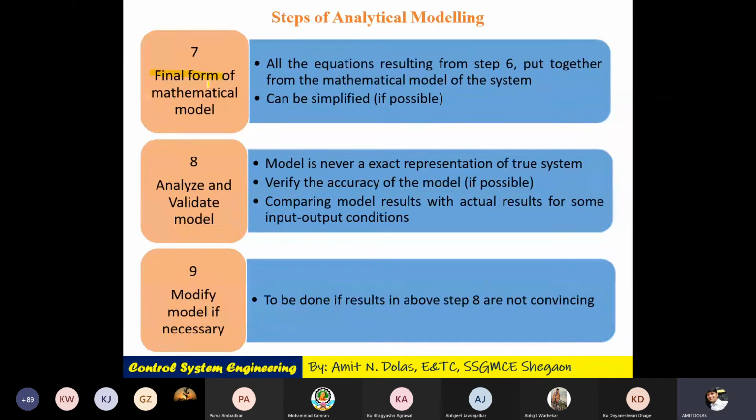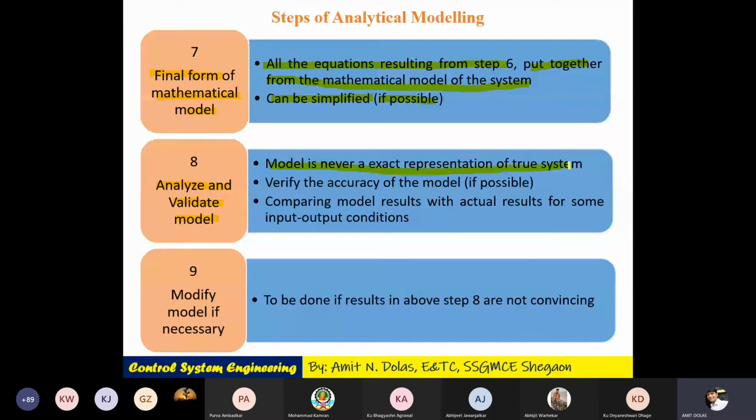Next is the final form of the mathematical model. Of course, all the equations resulting in step 6, the previous step, put together form the mathematical model of the system, possibly in simplified form. Another, last but one step, is to analyze and validate the model.